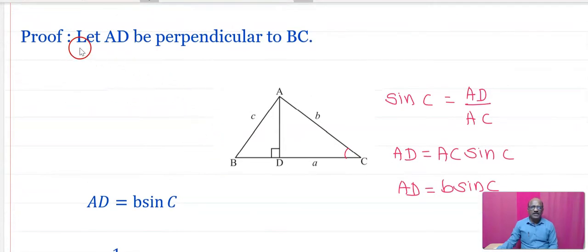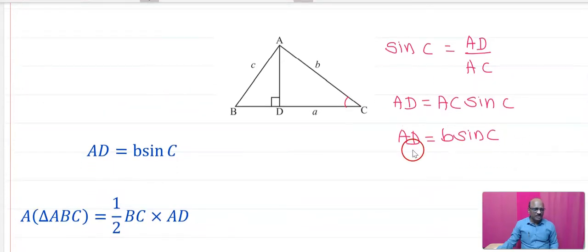Now see this here. Let AD be the perpendicular to BC. Therefore from triangle ADC, what is sine C? Opposite side upon hypotenuse, that is AD upon AC. Therefore AD is equal to AC into sine C. But what is the value of AC? AC is b. Therefore AD is equal to b sine C. This is the height of the triangle.